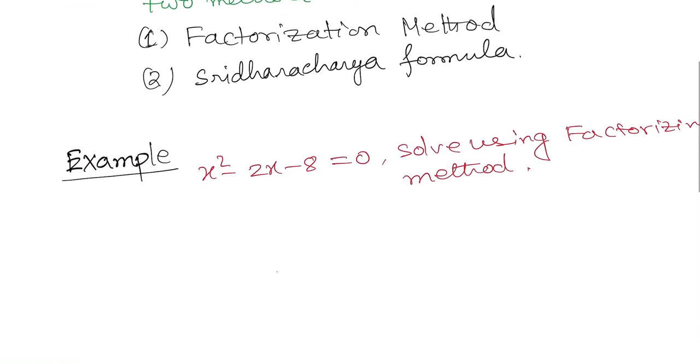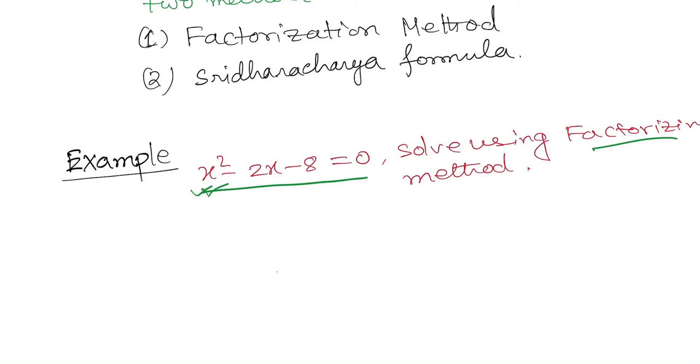Now suppose the given example here is x square minus 2x minus 8 equals 0. This is the quadratic equation, and we solve it by the factorizing method. First I am showing you how to mathematically calculate the value of x, and you will see that you get two roots from this quadratic equation. After that I am showing you in a graph what the graphical nature of this quadratic equation is, and what the roots are in graphical nature. Now let's start.